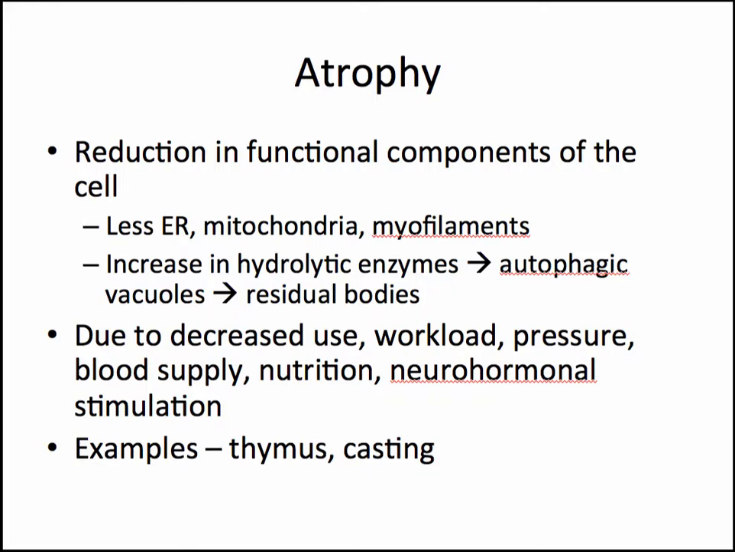Atrophy occurs due to decreased use, workload, pressure, blood supply, nutrition, and neurohormonal stimulation. A normal example of this is thymus gland atrophy in early development. A pathophysiological example of this is casting. After taking off a cast, you will notice that the limb appears to have shrunken. Basically, if you don't use it, you lose it.